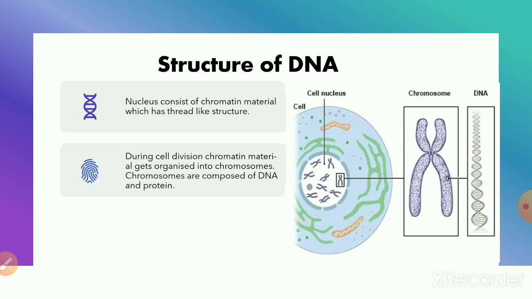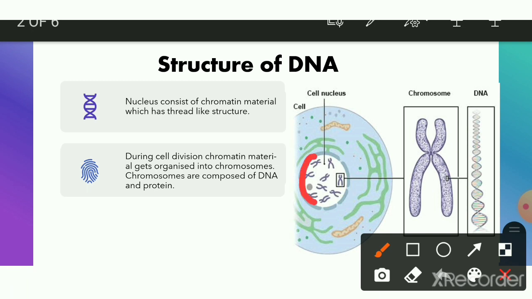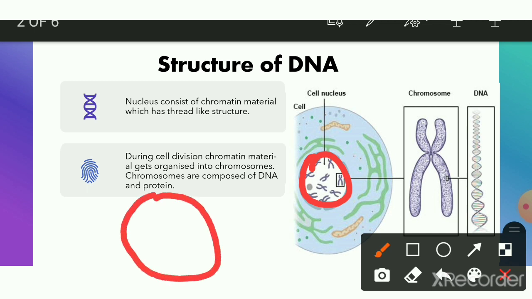We take the example of a simple cell. See here, a simple cell. Inside the cell, this is the nucleus. The nucleus consists of chromatin material. See here, chromatin material. Chromatin material is a thread structure. This type of thread structure is inside the nucleus.